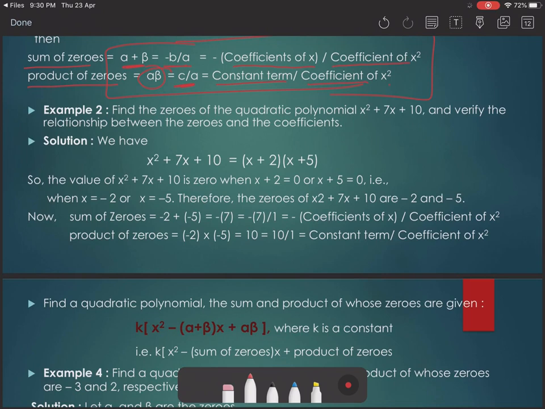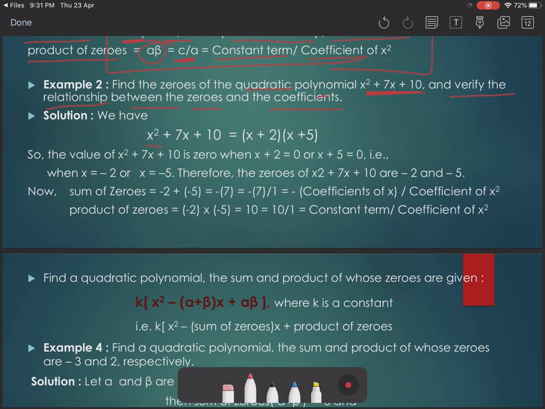Now there is an example based on it. Exercise example 2 from your book. Find the zeros of a quadratic polynomial x square plus 7x plus 10 and verify the relationship between the zeros and the coefficients. That means the sum of zeros and product of zeros. So first we have to find the zeros of this polynomial, that you already know how we find. We studied it in class 9th.